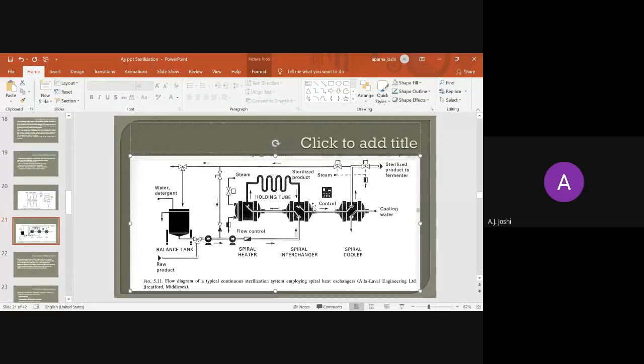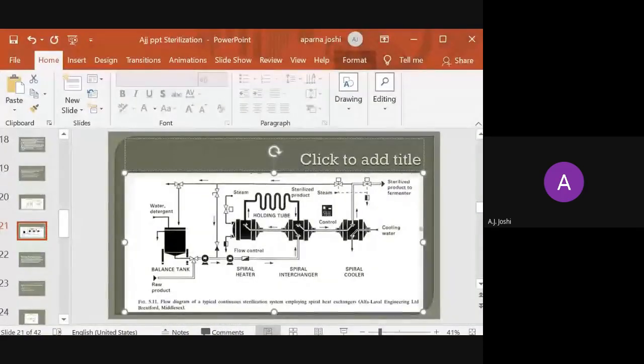And these are the different spiral heat exchangers. So if you go through this particular diagram, you can understand what we have discussed in our last lecture. This is the appropriate schematic presentation for that. So I think that now your concepts regarding continuous heat sterilization are quite clear.